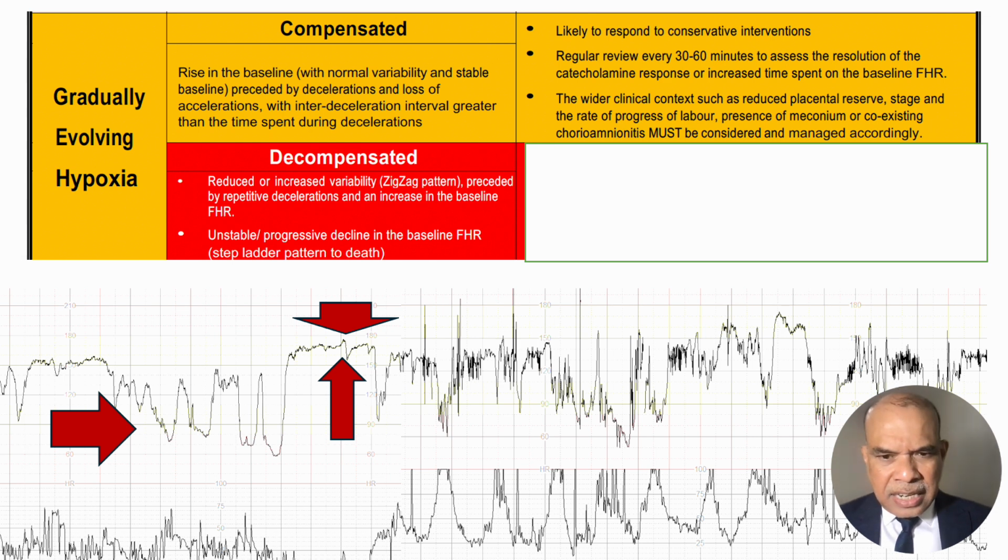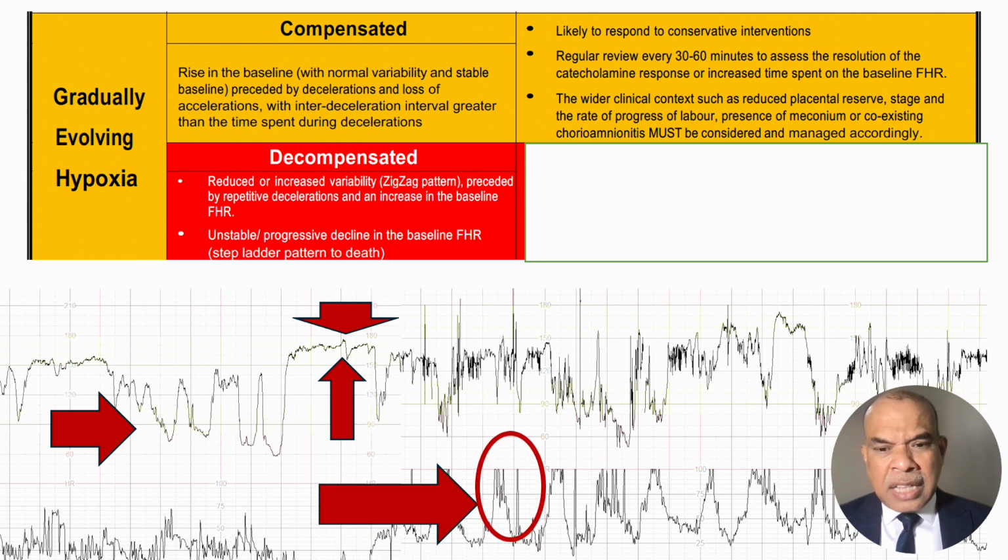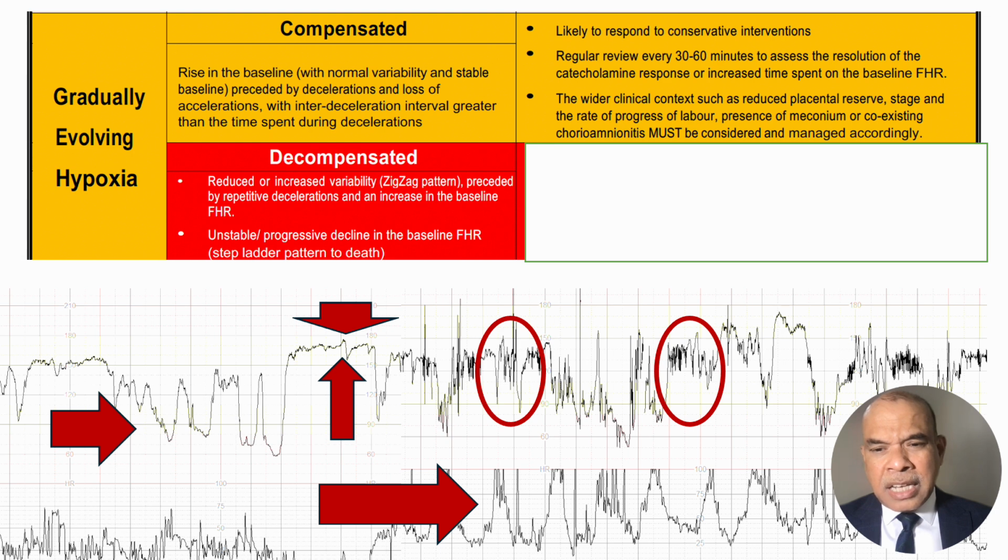And we have said they may have reduced variability, or you can see here the contractions are so frequent. So in that situation, autonomic instability can increase the variability too. So we looked at gradually evolving hypoxia, which is compensated, where you'll have repetitive decelerations followed by increase in the heart rate, but normal variability and stable baseline.